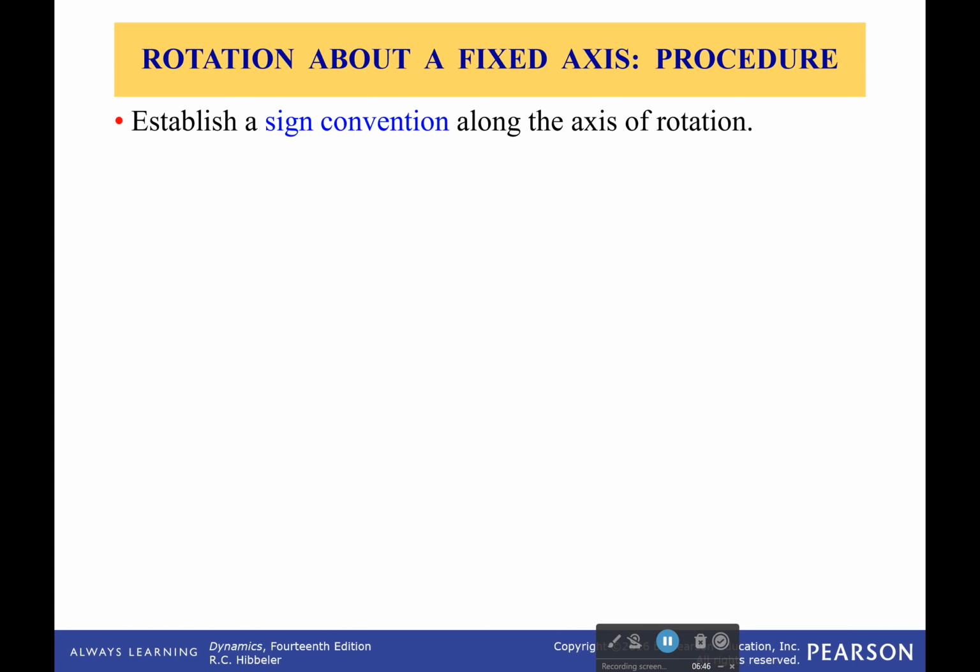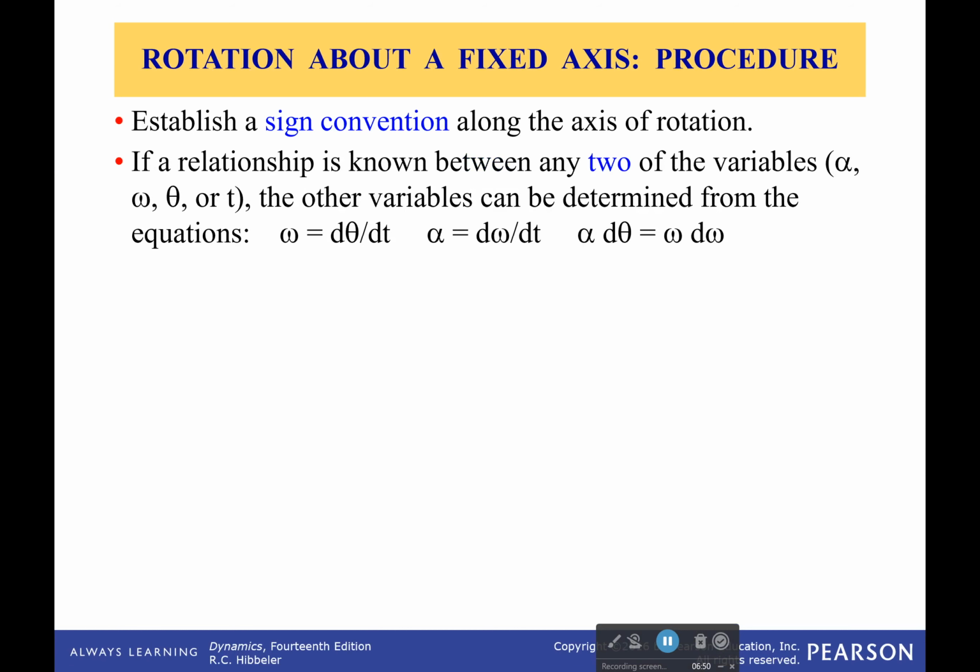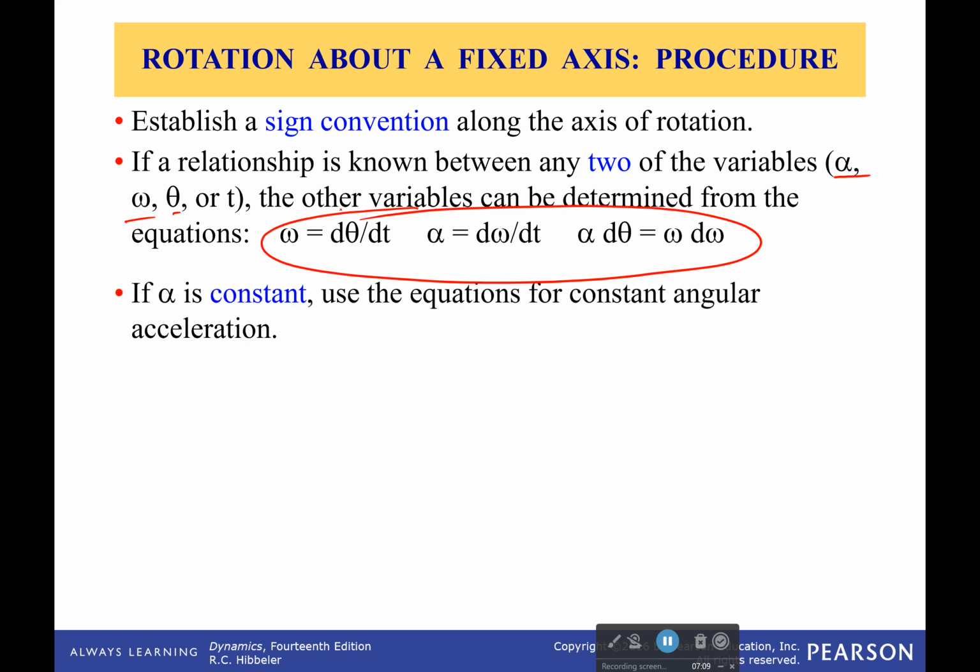Okay, so let's talk about the procedure and then we'll finish it up here. First off, establish a sign convention along the axis of rotation. What's going to be positive, what's going to be negative. If you know a relation between any two variables like acceleration and angular velocity or angular displacement, you can figure out all of the rest using these equations to take some derivatives or take some integrals.